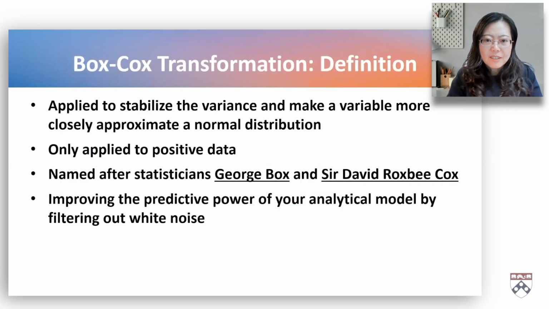Box-Cox transformation is a family of power transformations that are applied to stabilize the variance and make a dataset more closely normally distributed. It's named after statisticians George Box and Sir David Roxby Cox. They collaborated on a 1964 paper and developed this technique. Box-Cox transformation can improve the predictive power of your model because it cuts away white noise.